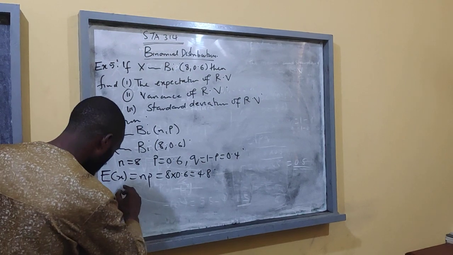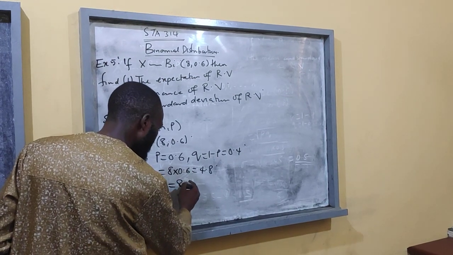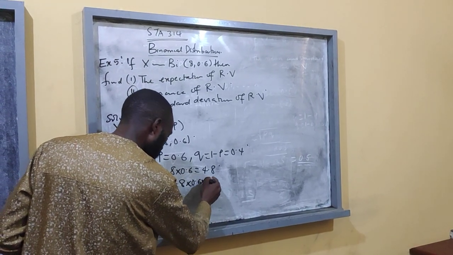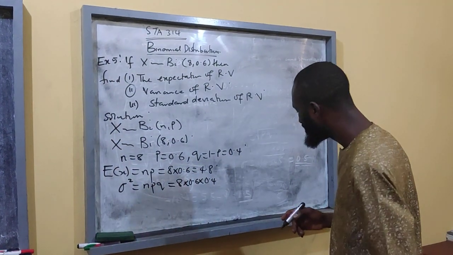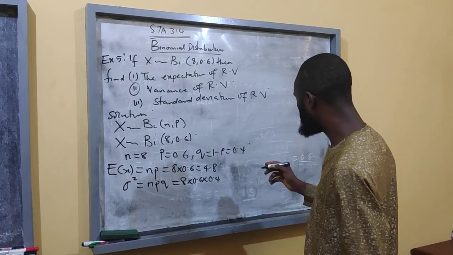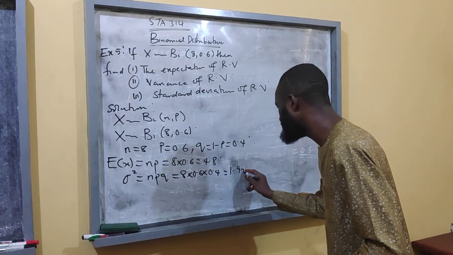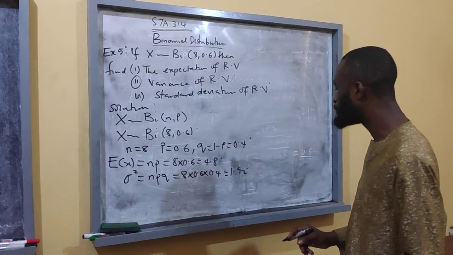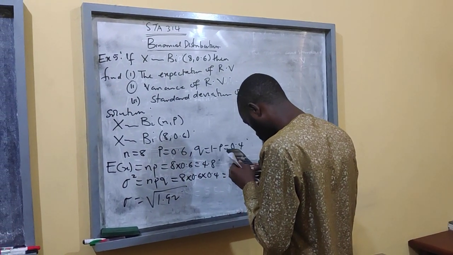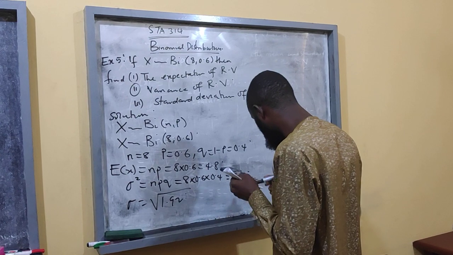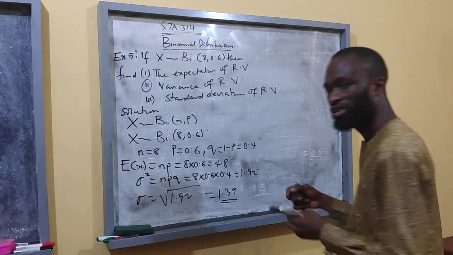Now the next one is the variance. The variance of the variable is just what? npq. And what is that? 8 times 0.6 times 0.4. This will give me 4.8 times 0.4. I think something like 9.2 or 1.92. We can confirm, possibly 1.92. Yes, it's 1.92. The standard deviation is equal to the square root of 1.92, which will give me 1.39. That is the standard deviation.